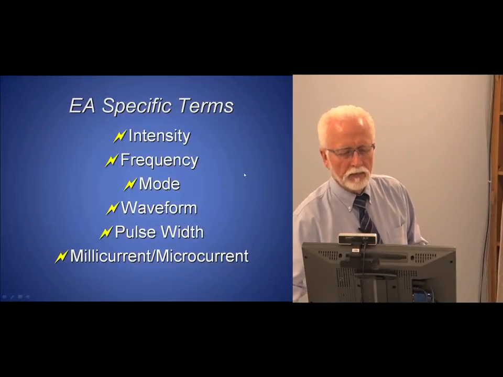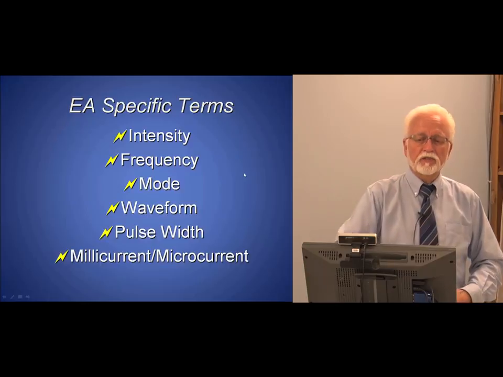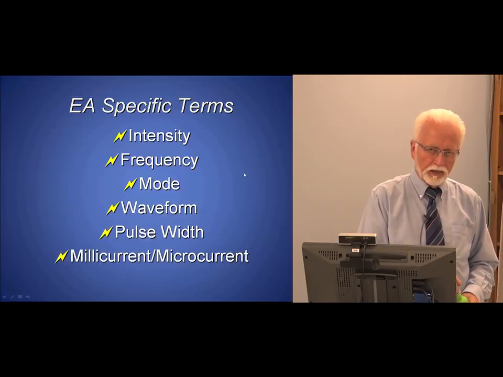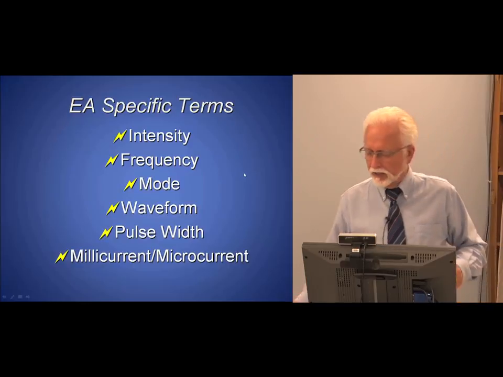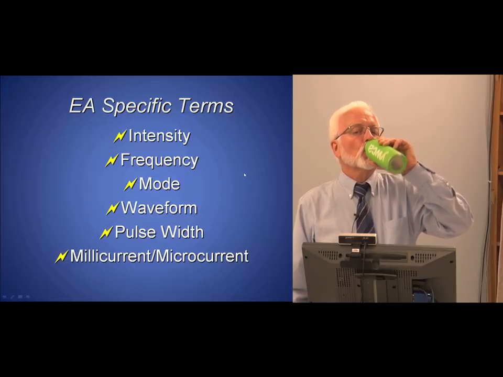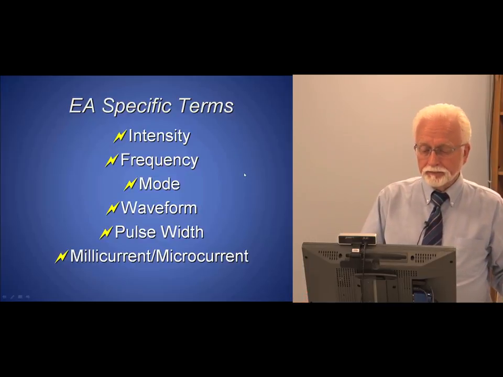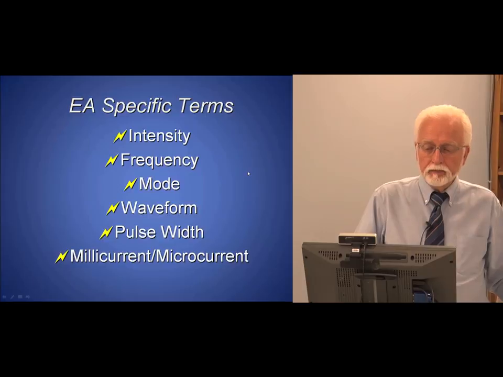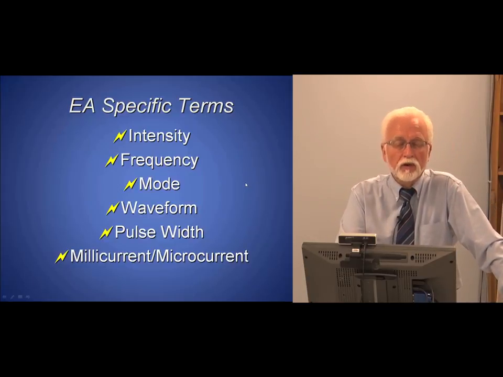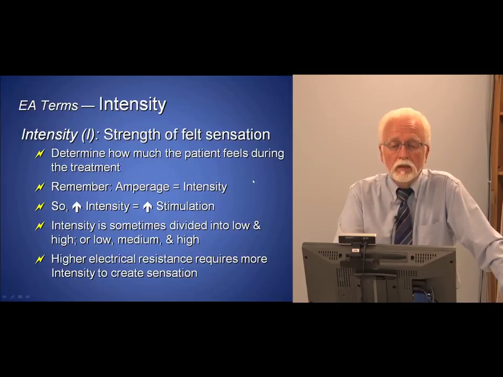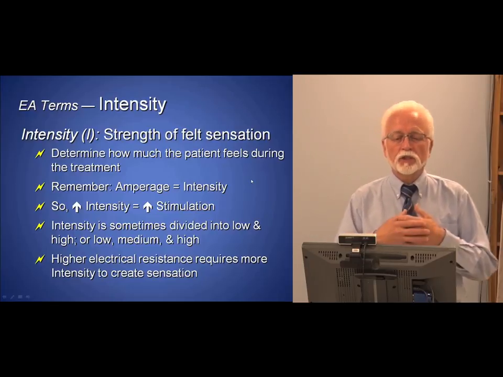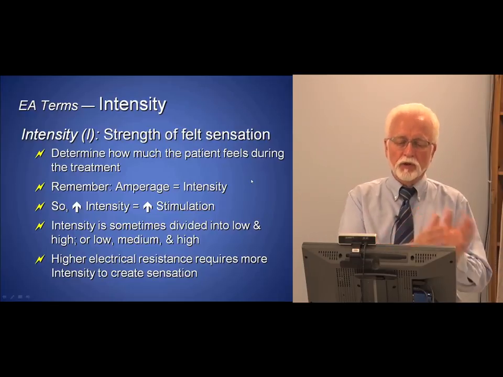Now let's talk about some electroacupuncture specific terms. These are terms that we'll use frequently talking about the various devices we're using and the treatments that we're going to do. So: intensity, frequency, mode, waveform, pulse width, and then millicurrent, microcurrent. Intensity. Again, this gets back to current, amperage, the strength of the sensation the patient feels during the treatment.